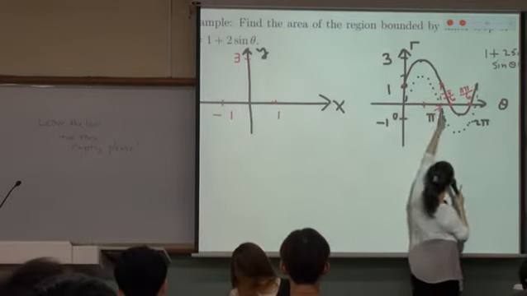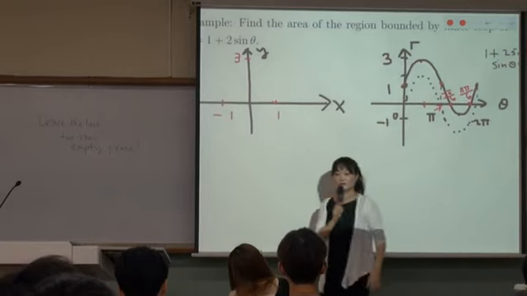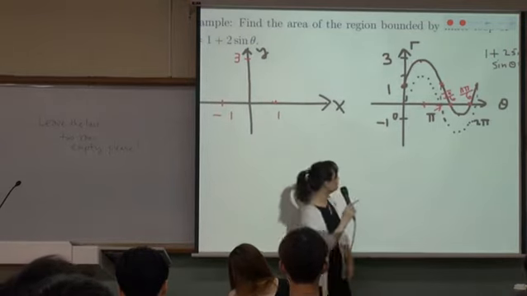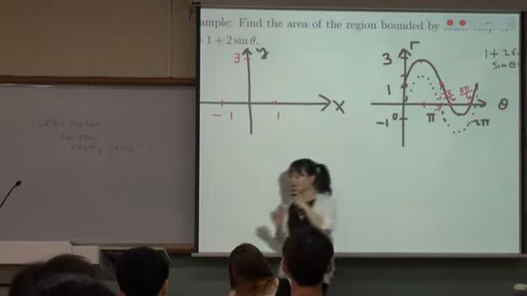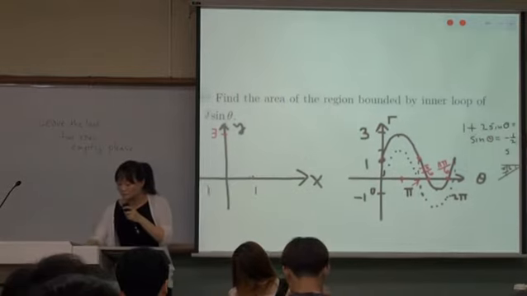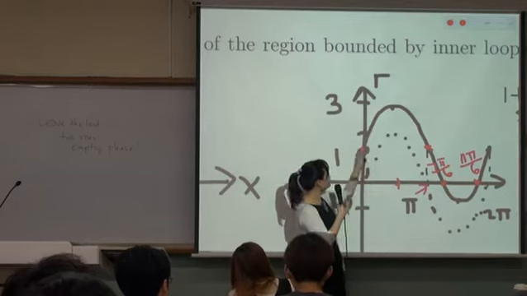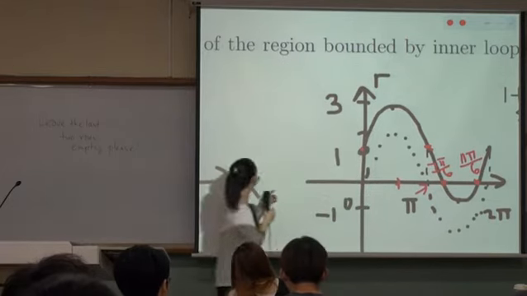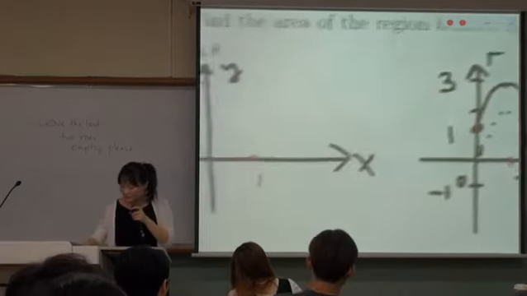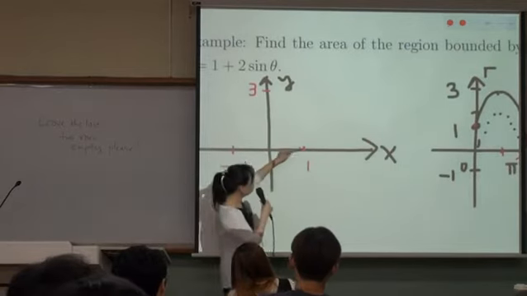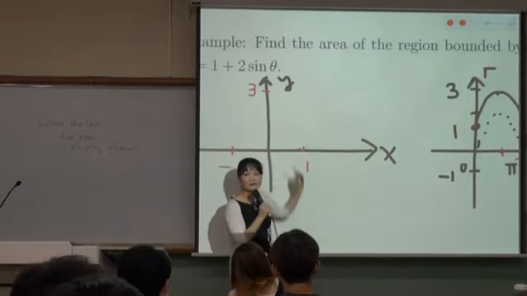And 0 to pi, they are symmetric. Yep. And the radius here is bigger than 1. So should I go this way or this way?